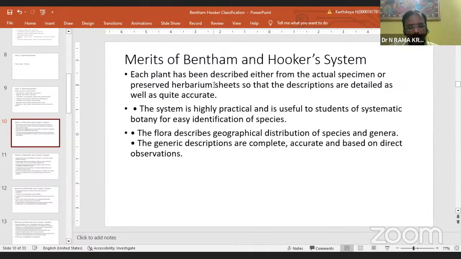Next, you see here, in polypetale, one more important point is the placing of Cucurbitaceae. The placing of the Cucurbitaceae family in polypetale is justified because of the presence of a crust nucleus, that is, separate ovules are there.